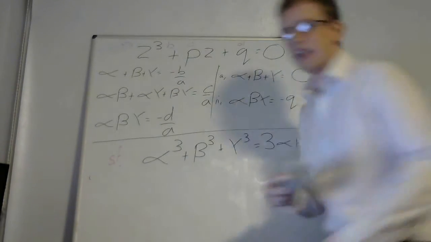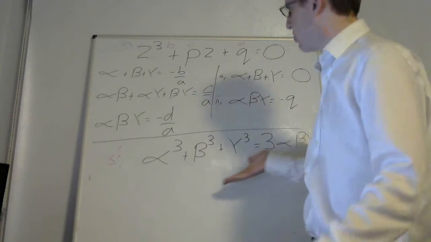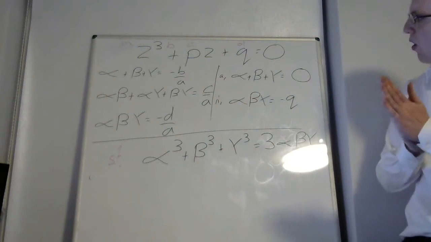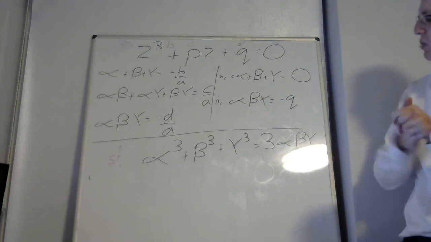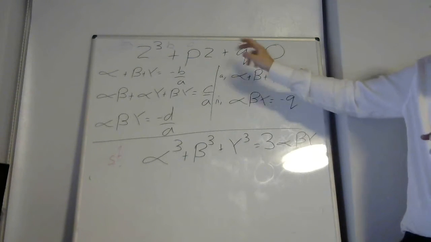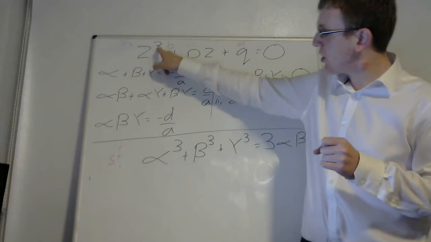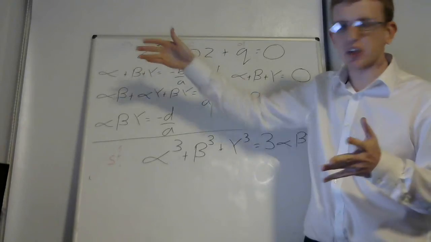I mean, the question is really, how can we get this alpha cubed? How can we get this beta cubed? And how can we get this gamma cubed? Where does it come from? Well, one way we can get them is we know that alpha is a root of this equation here. So if I substitute alpha into here, I'm going to get alpha cubed from this term here. That's going to give me an alpha cubed.